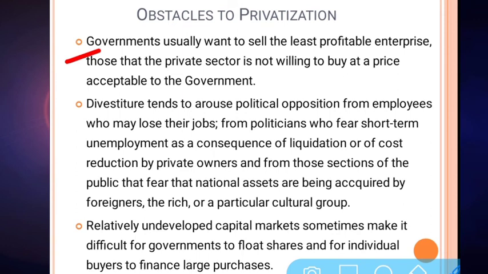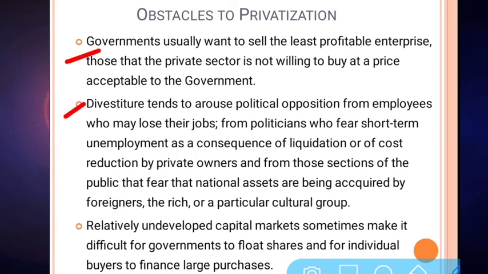But it is very difficult to find such a private company who wants to buy such a least profitable or loss making organization at a price at which the government wants to sell. Even sometimes government may find a buyer who wants to buy a loss making company, but not at the price government wants. They have their own price which may not be agreed by government. So this will again lead to delay in privatization.